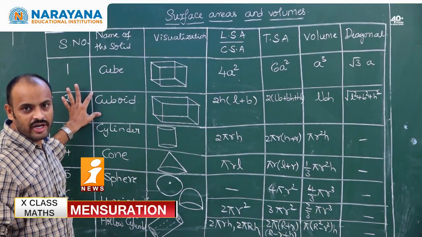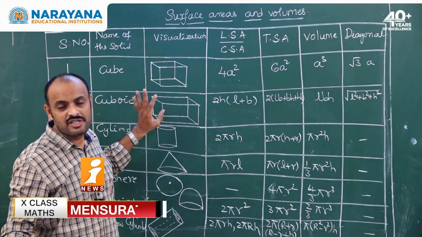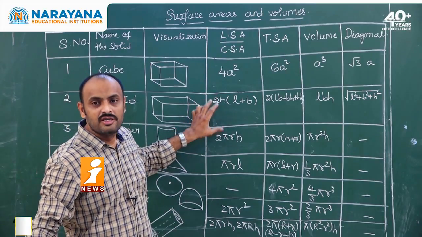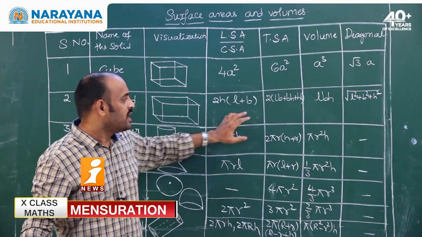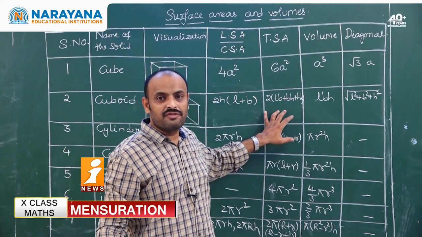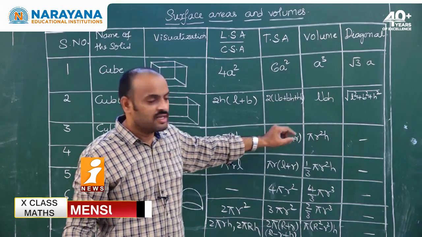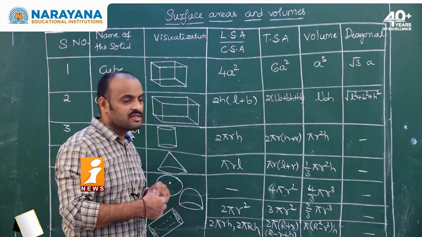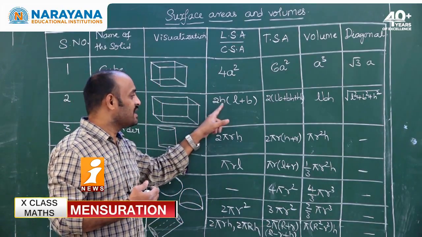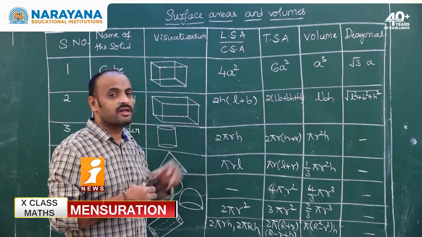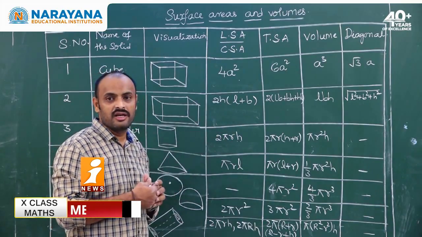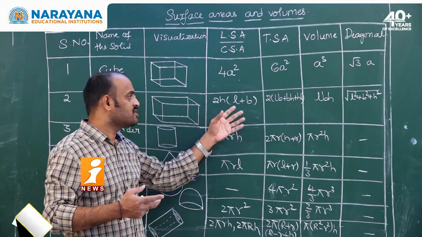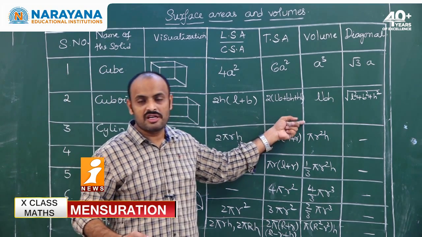Next comes cuboid. This is the shape of the cuboid, which has 6 faces, 8 vertices and 12 edges. Lateral surface area is 2h into (L plus B), total surface area is 2 times (LB plus BH plus HL), volume is LBH, and the diagonal is under root L square plus B square plus H square. What is L here? Length. What is B here? Breadth. What is H here? Height.